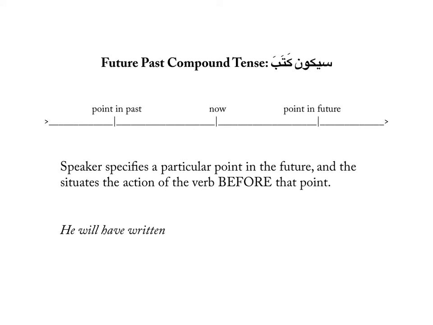So sayakunu kataba, where you have a future with the kana and a past, is the opposite of what we've just been talking about. It specifies a point in the future, okay, and then says that this happened in the past in relationship to that point, okay. So "he will have written": by tomorrow evening, he will have written his essay. And so it's past, but it's past in relationship to a point that you specify in the future.